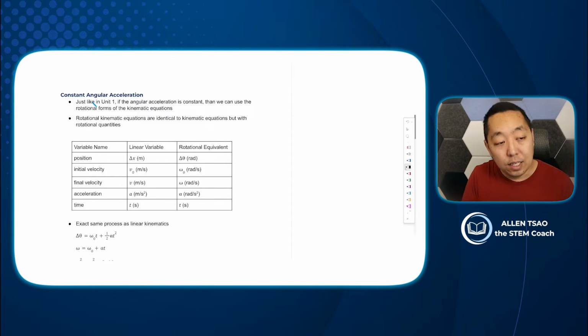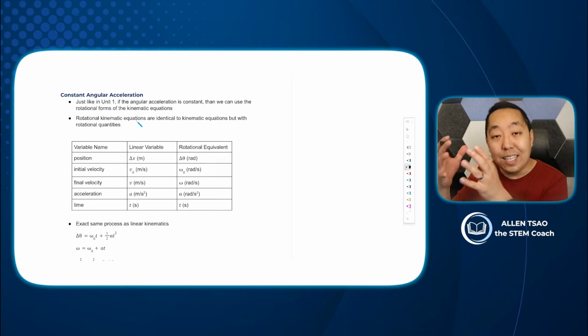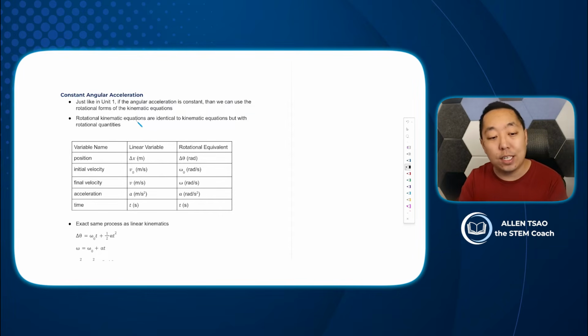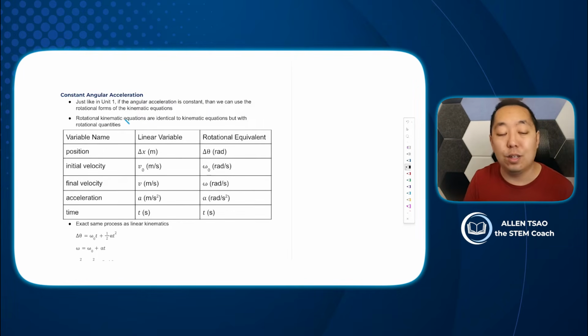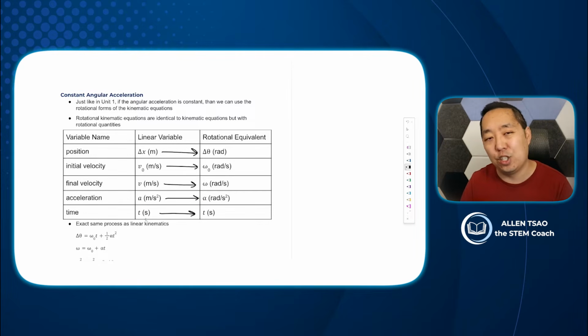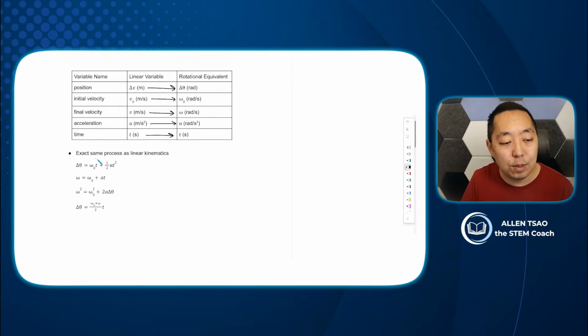So, constant angular acceleration. Just like in Unit 1, if the linear acceleration was constant, we can use our kinematic equations. Similarly here, if the angular acceleration is constant, then we can use our kinematic equations, and we have corresponding variables. We just switch the letters, right? And it's the exact same. Time doesn't change. There's no angular form of time because that's just a scalar. But we have the exact same equations we have here.